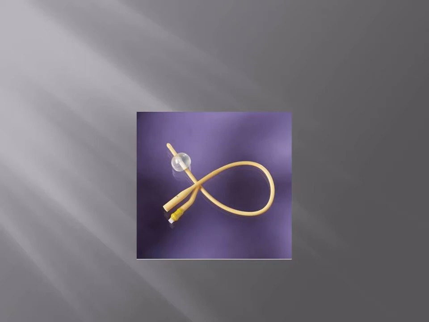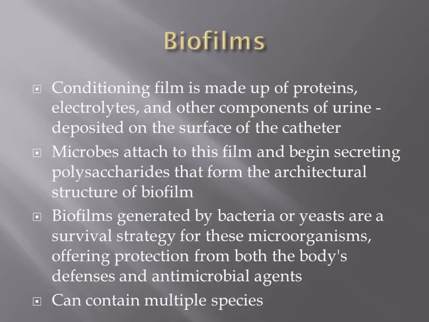And we're going to talk a little bit about the pathophysiology of biofilms, and I'm not going to bore you too much, but it was quite interesting to see how these CAUTIs develop and why people get infected. A biofilm is a conditioning film made up of proteins, electrolytes, and other components that everyone has in their urine, and these all get deposited on the surface of a catheter. And from here, bacterium can attach to this film, as well as fungi, and it begins secreting sugars or polysaccharides that form the architecture or the structure of this biofilm.